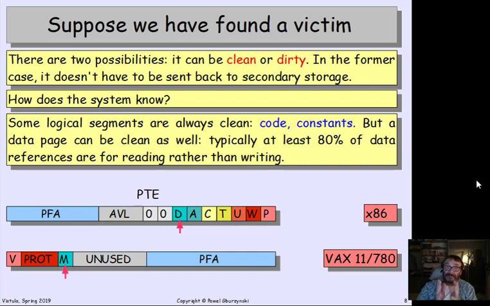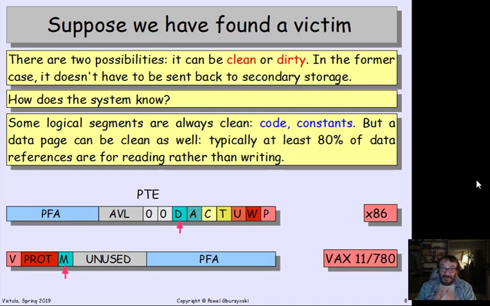Okay, but first a few more general observations. Suppose that we have found a victim. Now, the question is, what is the cost of victimizing it, of actually removing the page? There are two possibilities. The victim can be clean or dirty. What does it mean that the victim page is clean? It means that the copy of the page in secondary storage, in its backup storage, is up to date. The page hasn't been changed by the program since it was brought in.